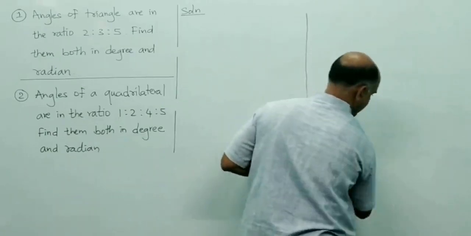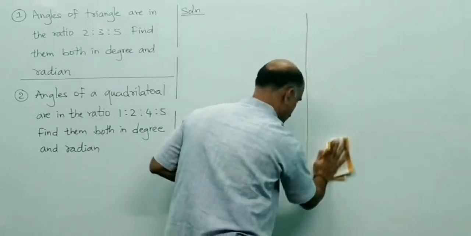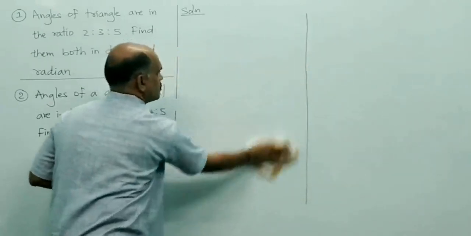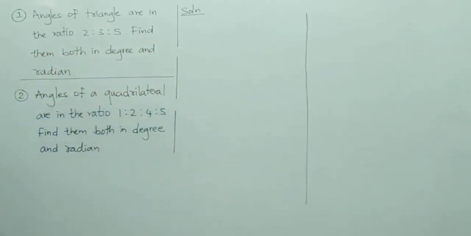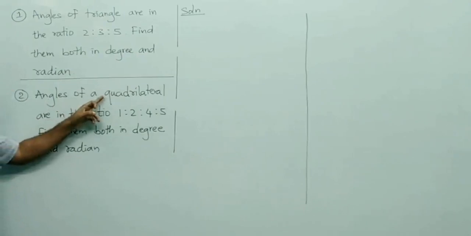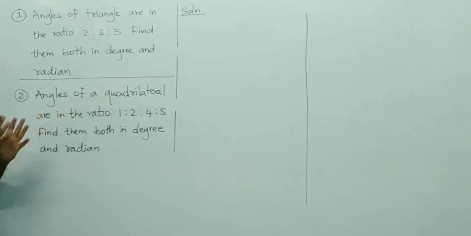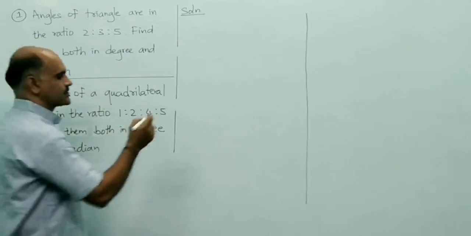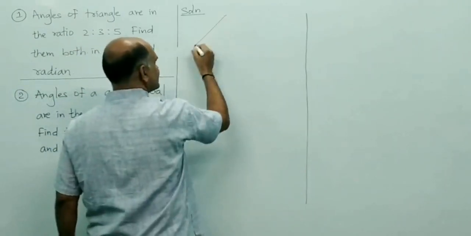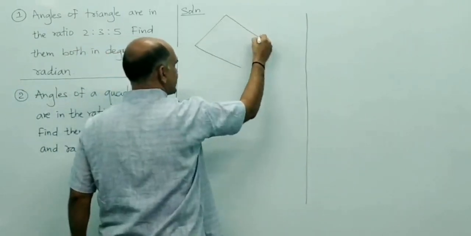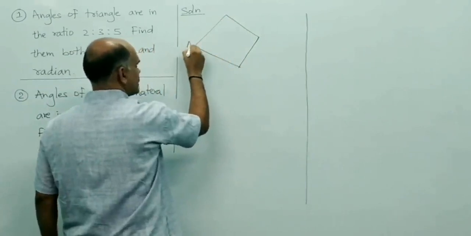Now if I take a second one. In second, what he says, there is a quadrilateral. Quadrilateral means figure having 4 sides. So I will take a rough figure. Just randomly I will be taking a rough figure.